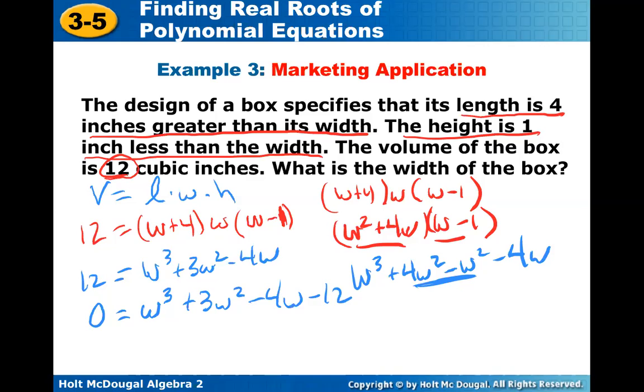Okay, so I'm going to write this on the board, and then I'm going to go to someplace I can write on the iPad, just so I don't write down the wrong thing. I'm going to make a whiteboard here. So how can we solve this? This is what we're trying to solve: 0 is W cubed plus 3W squared minus 4W minus 12.